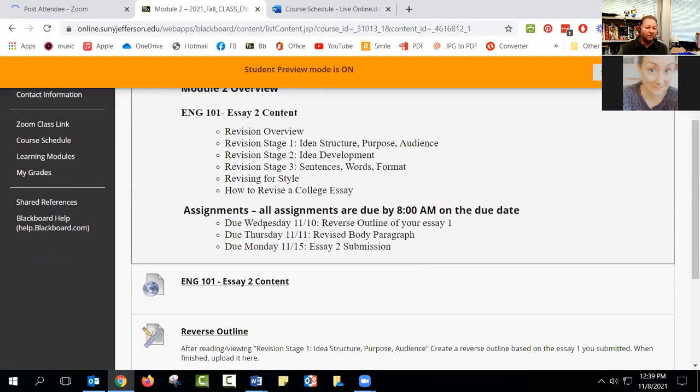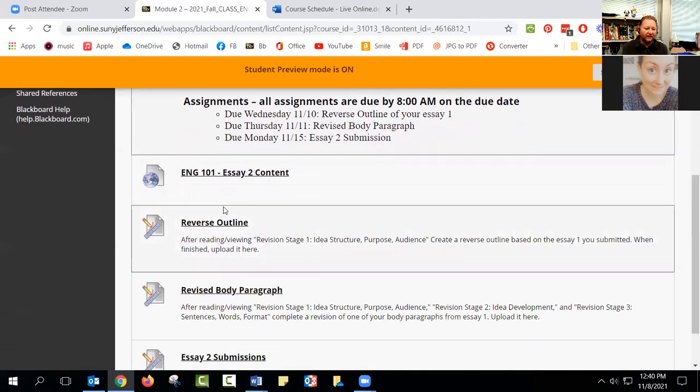So then we have a little list of assignments here. As I said before, on Wednesday, you're going to turn in a reverse outline. On Thursday, and I put Thursday here, and then I forgot that Thursday is technically a holiday. So if you can turn it in Thursday, great. If you can't turn it in until Friday morning, that's fine too. So don't freak out about this. I just completely blanked that it's Veterans Day on Thursday. So Thursday's assignment is going to be a revised body paragraph, but we'll talk some more about that on Wednesday. And then next Monday, you're actually going to submit your Essay 2, which is just the revision of Essay 1.